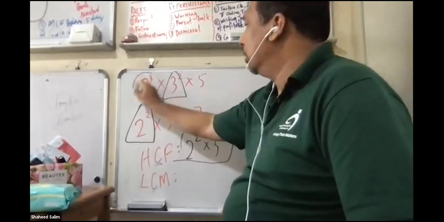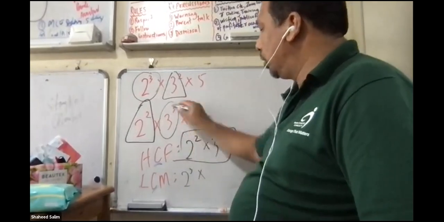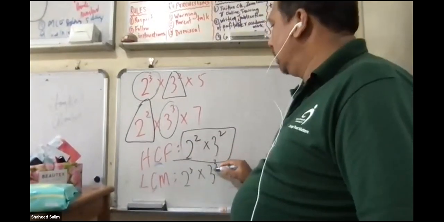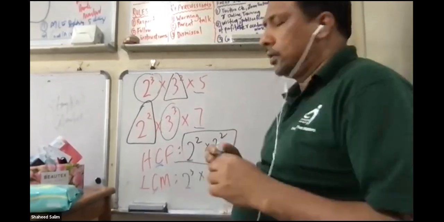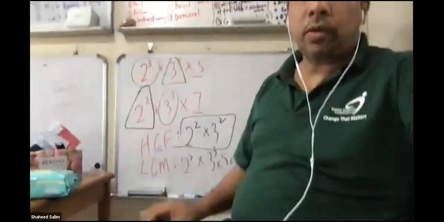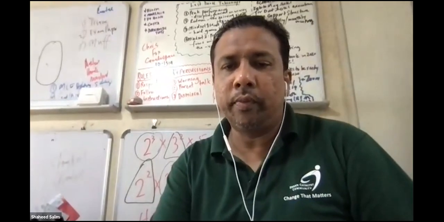This one, take the bigger one. 2 to the power 3 times 3 to the power 3 times these two, 5 times 7. Okay?